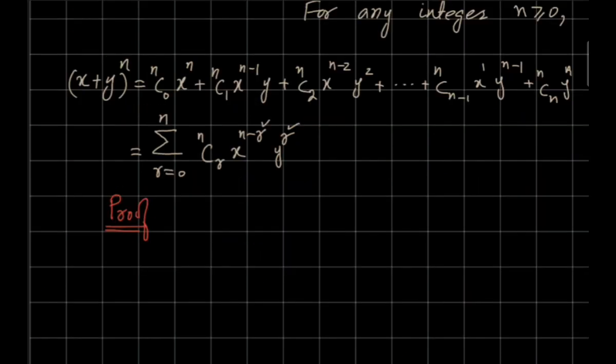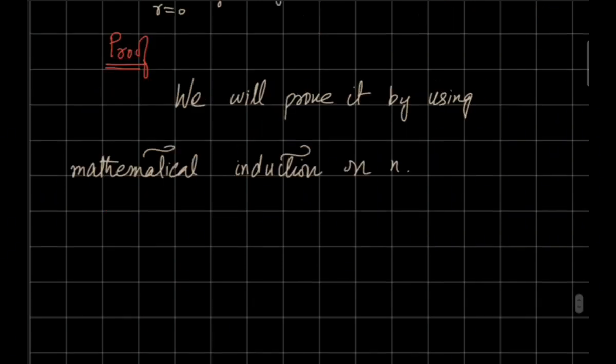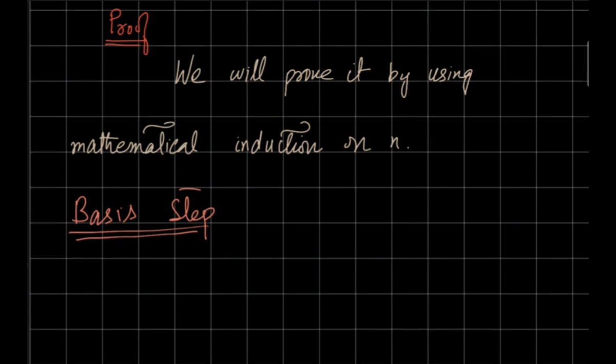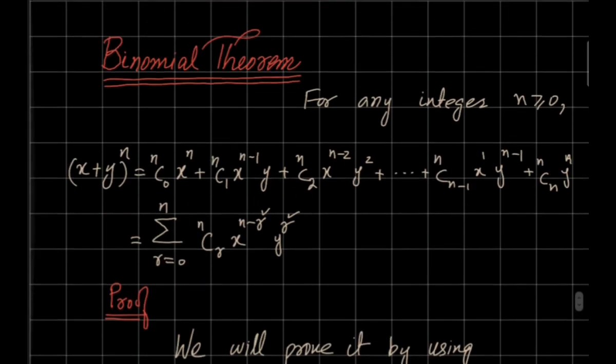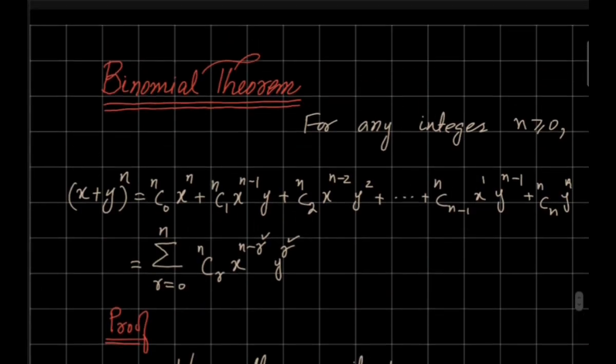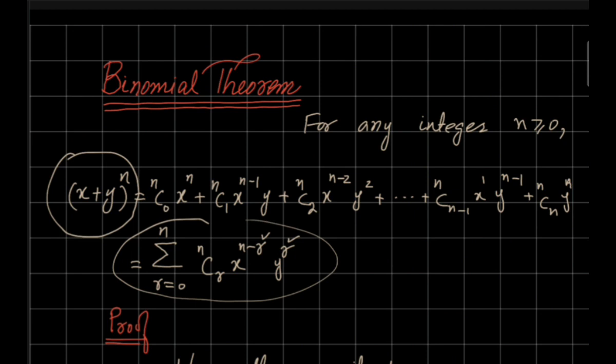Now look at the proof. We will prove this theorem by using mathematical induction on n. So we have 3 steps to prove it. The first one is the basis step. In the basis step, we have to prove that the statement is true for n is equal to 1. In order to prove it, we have to check the left hand side for n is equal to 1 as well as the right hand side for n is equal to 1, and check whether we are getting the same answer or not.